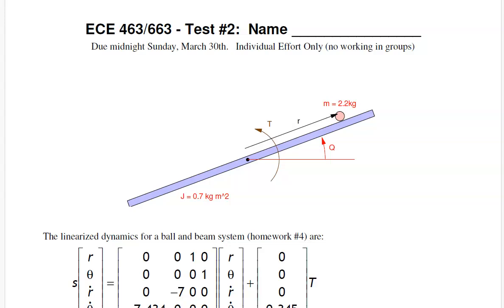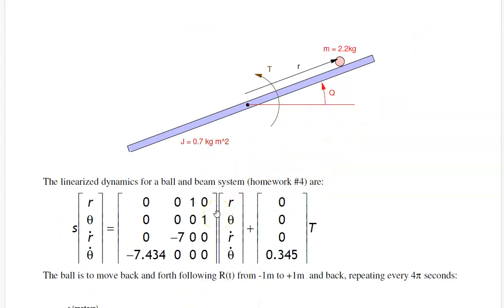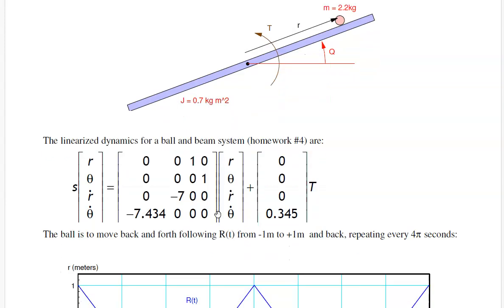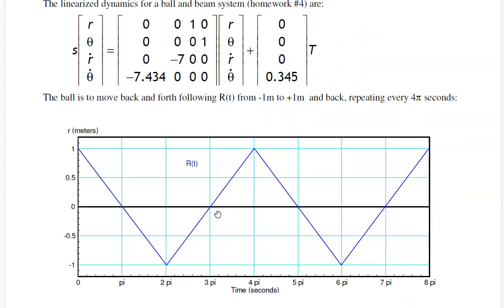The goal is to take a ball and beam system that we've been looking at this semester. The beam has a mass of 0.7 kilogram meter squared. The mass has a mass of 2.2 kilograms. The linearized dynamics from homework set 4 are as follows. What I want to do for this test is have it follow the following path. This is a triangle wave. That's for a nominal case when the mass is 2.2 kilograms and when the mass is different.